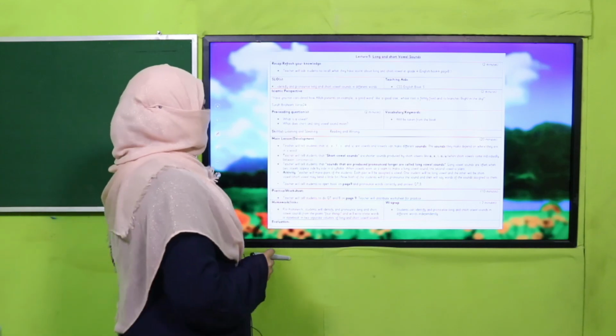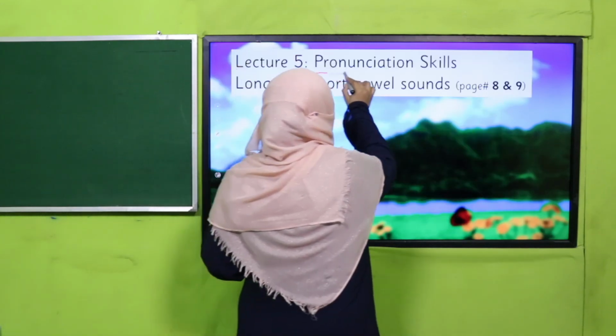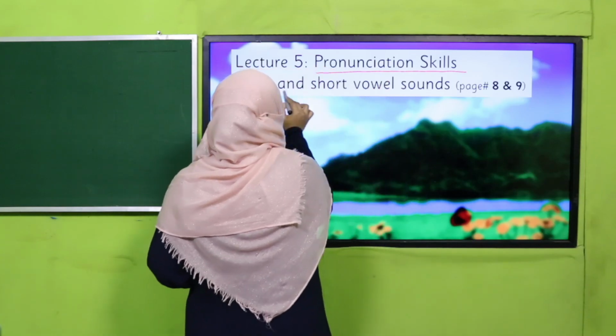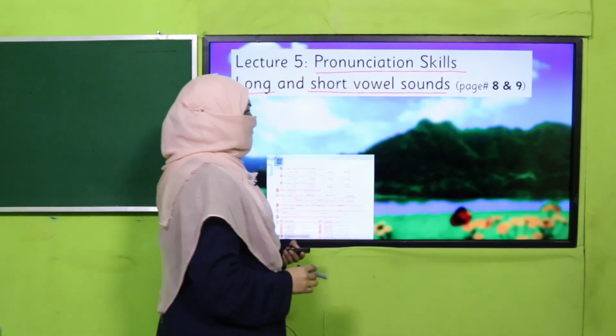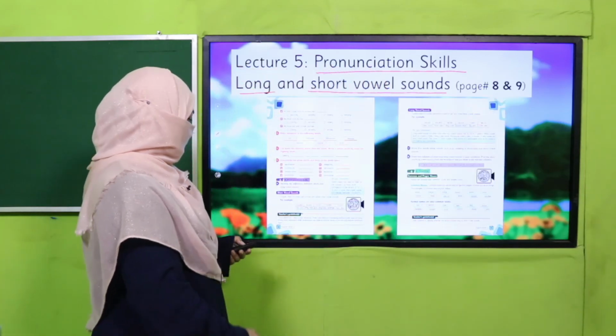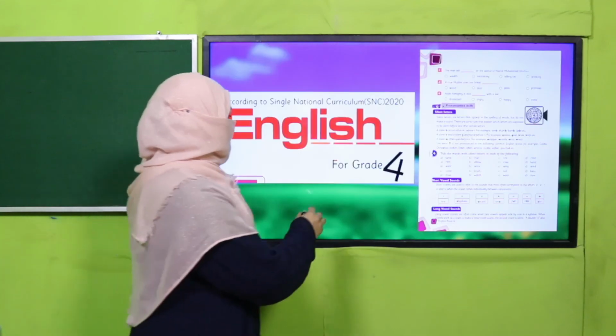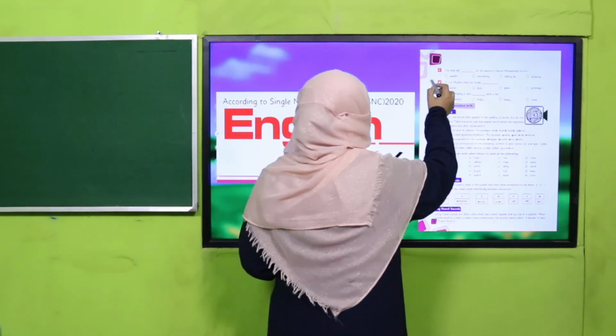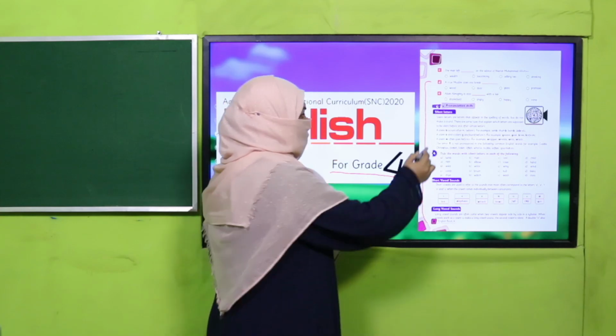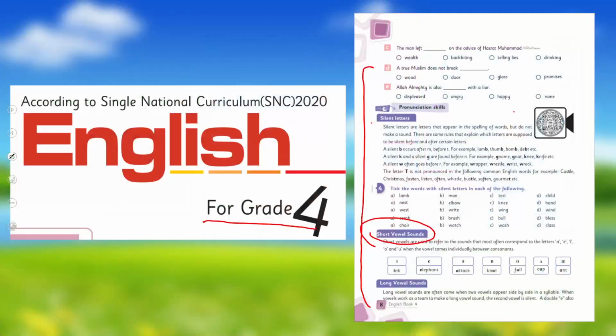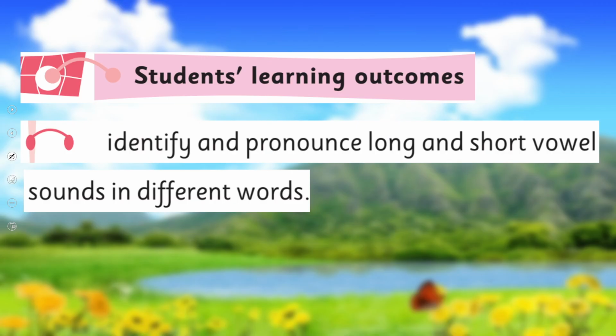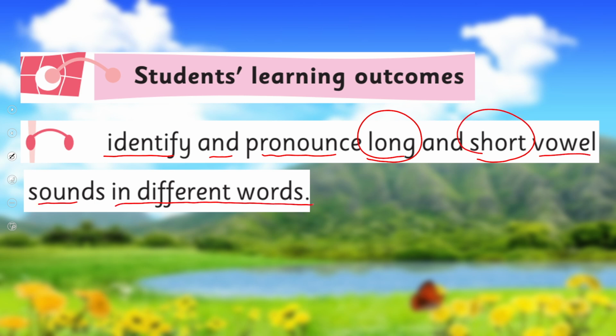Yes, my dear students, under the title of pronunciation skills, we are going to learn about long and short vowel sounds. We'll cover pages 8 and 9 of your book. Before this, in English for grade 4, I have already taught you the long and short vowel sounds. I hope you remember. If not, you may watch this video again. So today we'll learn further and we'll identify and pronounce long and short vowel sounds in different words. This is our today's SLO.